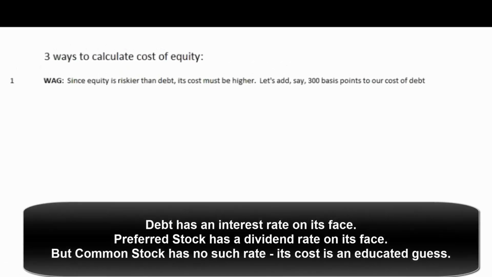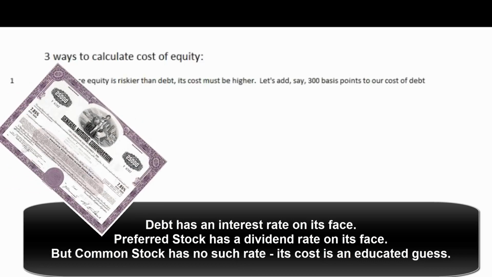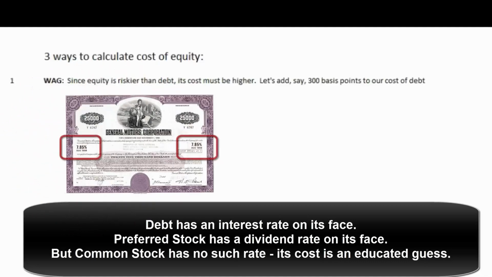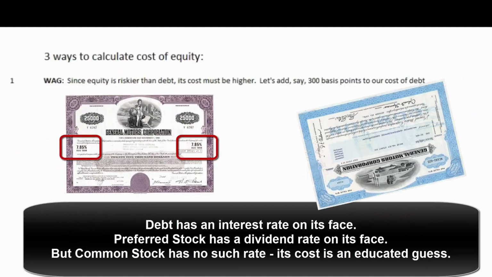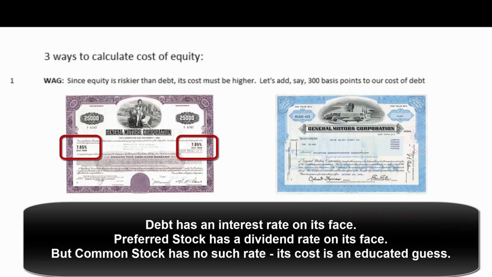So half our money costs us 2%. What does our equity cost us? Well, it's riskier because equity investors have to wait in line behind the debt investors to get paid. So intuition tells us that its cost must be higher. But there's an interest rate on a piece of debt. There's no interest rate on a piece of stock. It just says 1 share of common stock.